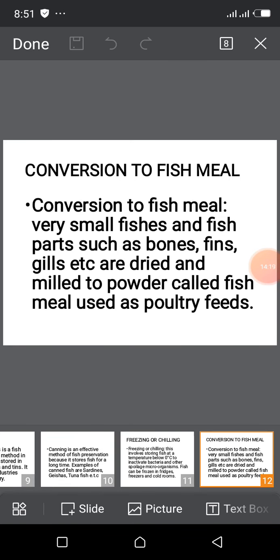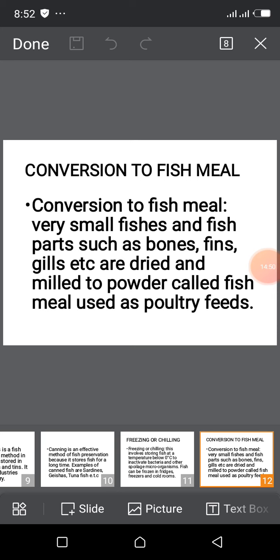The last fish preservation method we're looking at today is conversion of fish to fish meal. Very small fishes and some fish parts such as bones, fins, gills, etc. that somebody could consider as waste are not actually waste, but they could be dried and made into powder, which can be used as poultry feed.